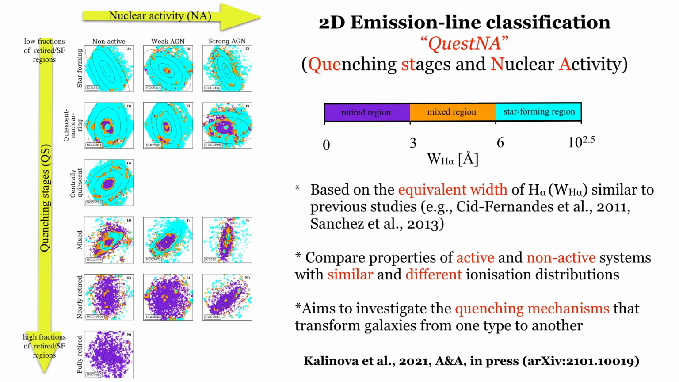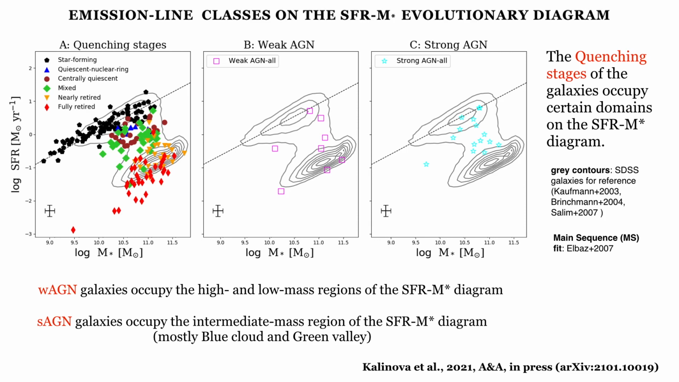On the other hand, the nuclear activity of the galaxies is decided by the Baldwin-Phillips-Terlevich, named BPT, diagnostic line ratio diagrams and the W H-alpha value of the galaxy's central pixels. Given this, we look at the distribution of the QuestNA emission-line classes, and we see that the six quenching stages occupy a certain area on the star formation versus stellar mass evolutionary diagram. The quenching stages look like snapshots of galaxy evolution.